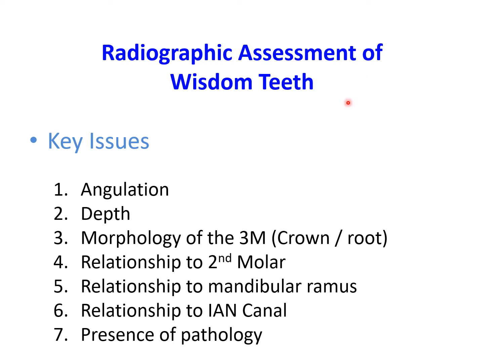During the radiographic assessment of the wisdom teeth, some of the important things you should note are the angulation of the wisdom tooth, the depth of impaction, morphology of the third molar crown and roots, relationship to the second molar, relationship to the mandibular ramus for mandibular wisdom teeth. Very important, the relationship of the impacted wisdom tooth to the inferior alveolar nerve canal, and finally the presence of any associated pathology such as a dentigerous cyst.